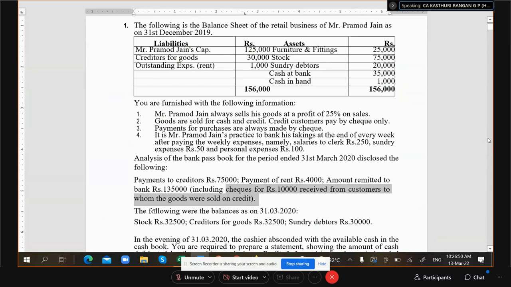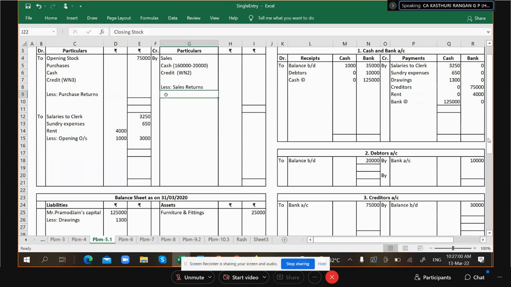Okay. Next, the balances on 31st March, 1,320. These are the closing balances. So closing stock is given, closing creditor given, closing debtor given. Where will you put the closing stock? In the trading account, by closing stock, 32,500. Closing debtor, by balance, 30,000. Closing creditor, to balance, 32,500.